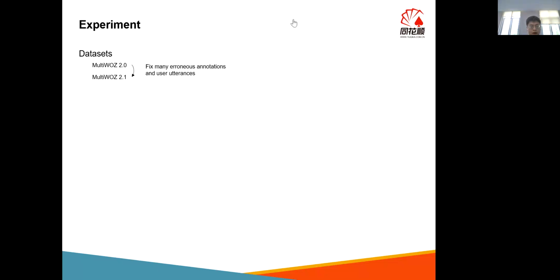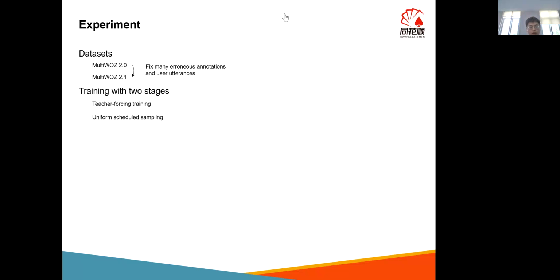We conduct our experiment on the MultiWOZ 2.0 and MultiWOZ 2.1 datasets. They are multi-domain task-oriented dialog datasets. The latter fixes many mistakes in the annotations and users' utterances.